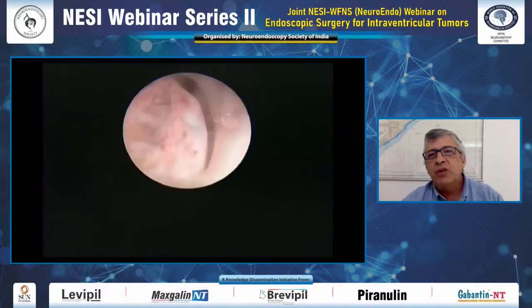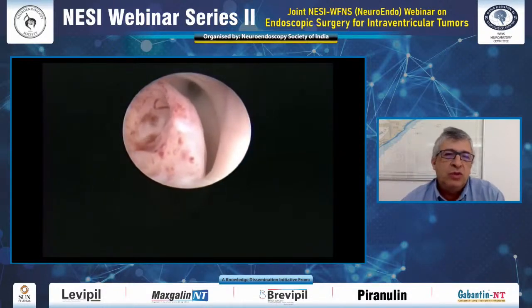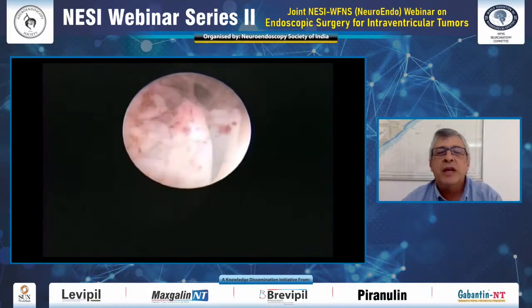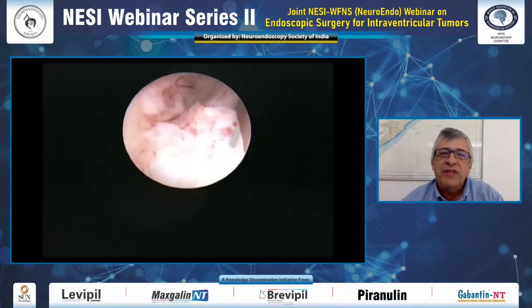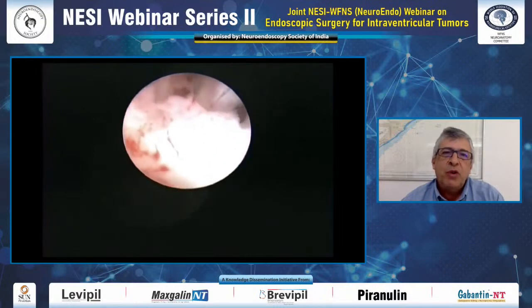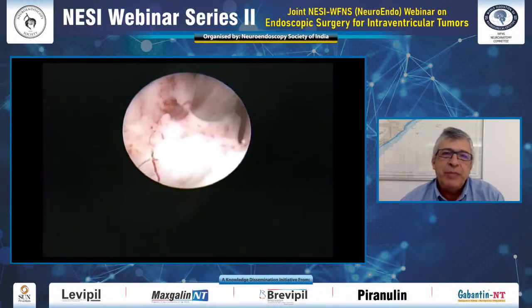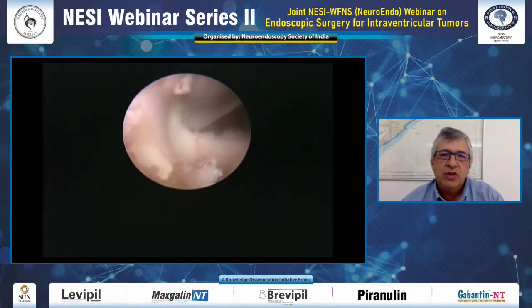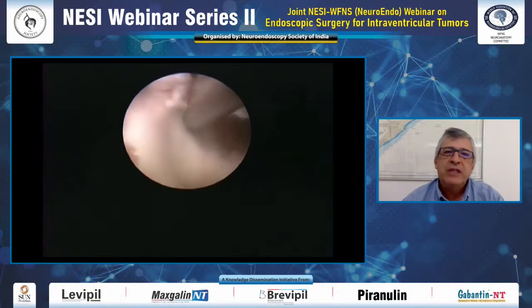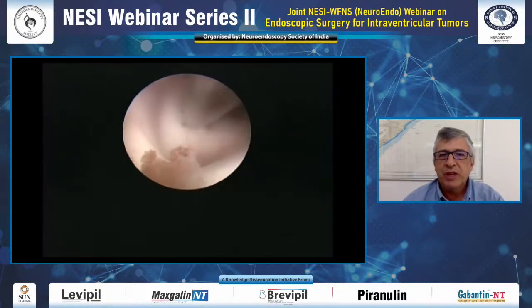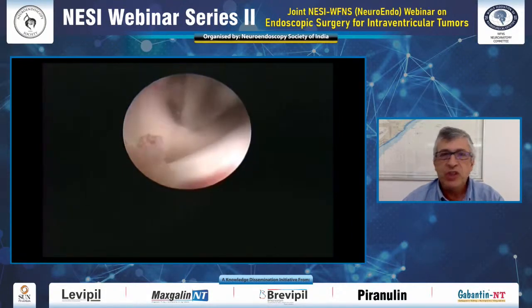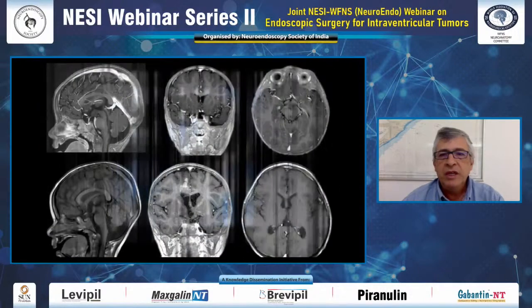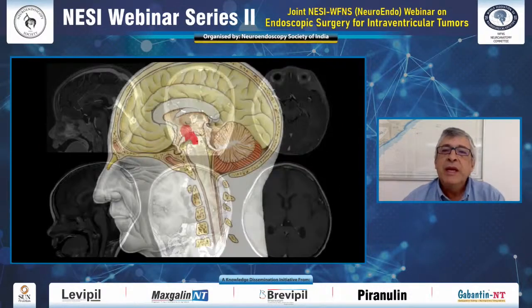All the time, I use a lot of irrigation to give a good visualization of the lesion. And now, after complete resection of the hypothalamic hamartoma, the patient does not present gelastic seizures anymore. The patient is in a good condition, and here is the post-operative image.